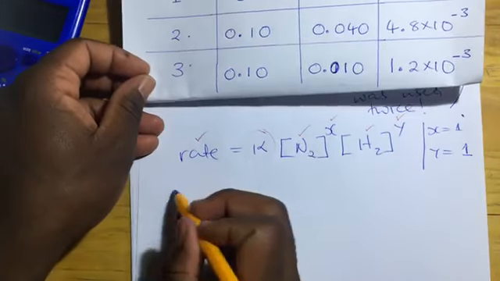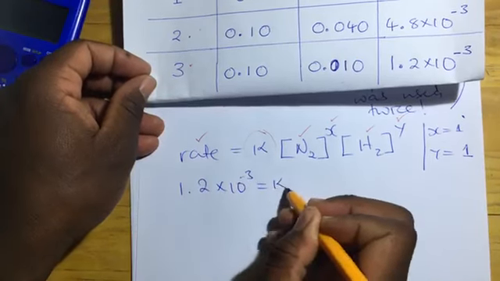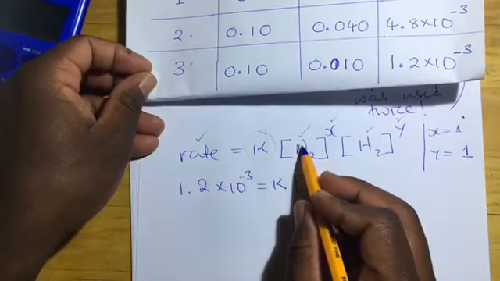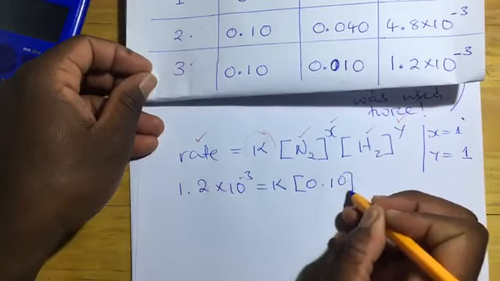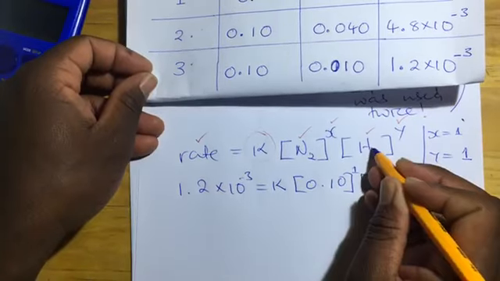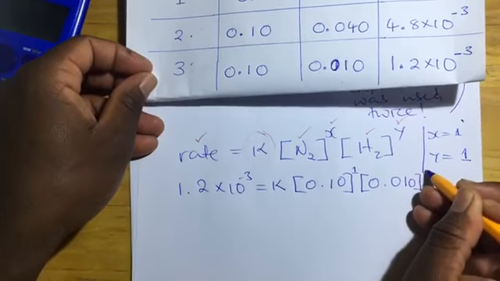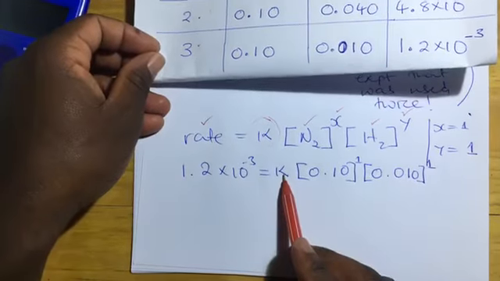So experiment 3, the rate is going to be 1.2 times 10 to the power negative 3 is equal to K. Here, this is going to be the concentration of N2, 0.10, everything to the power 1. H2, this is going to be 0.010, everything to the power 1 as well. Okay? So make K the subject.